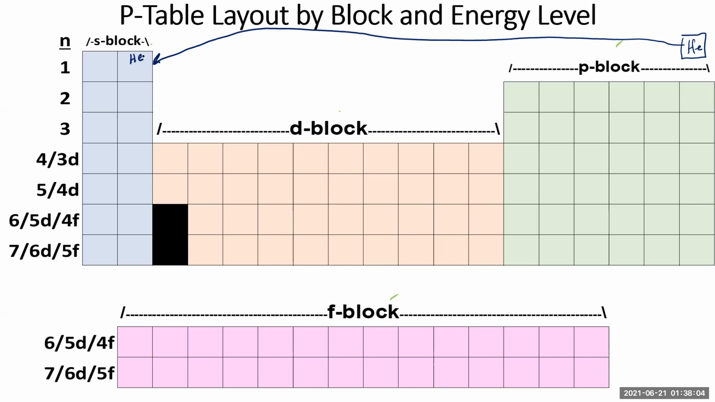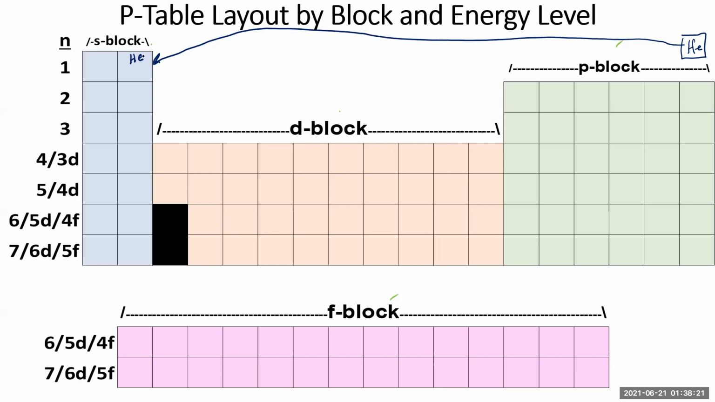That doesn't mean you should do that on your regular periodic table, unless it helps you. If you want to, go ahead. But I moved it over here because helium is technically a part of the S block. The S block is comprised of the first two columns of the periodic table.